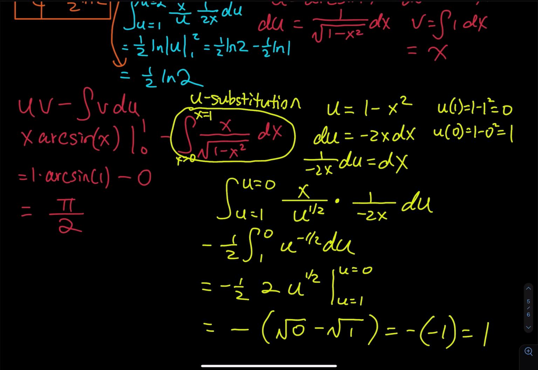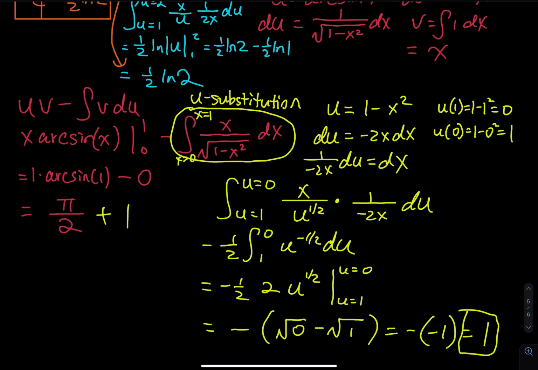So at the end of the day, now pay attention, this is equal to 1, right? 1 from the u substitution. It's a positive 1, right? Is this correct? Tell me, is this correct? Pi over 2 plus 1. Is the plus 1 correct?